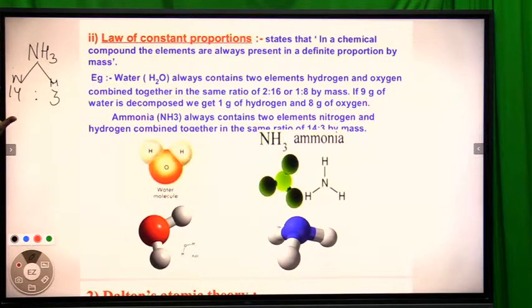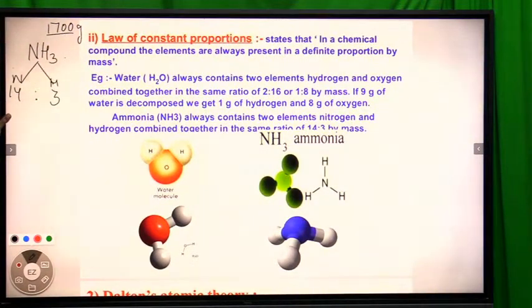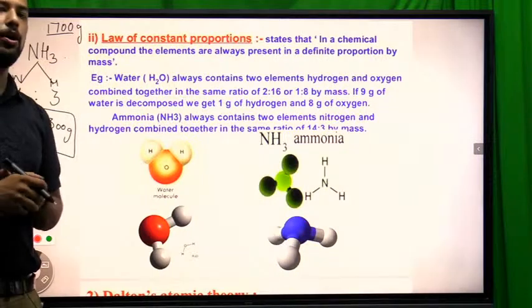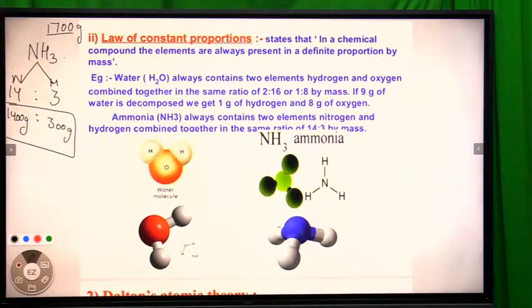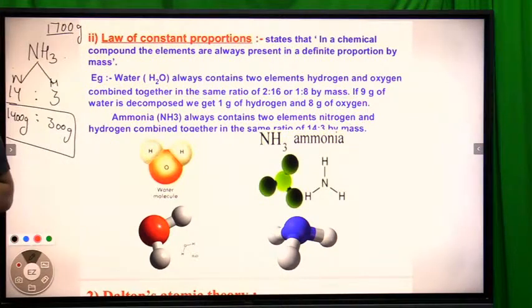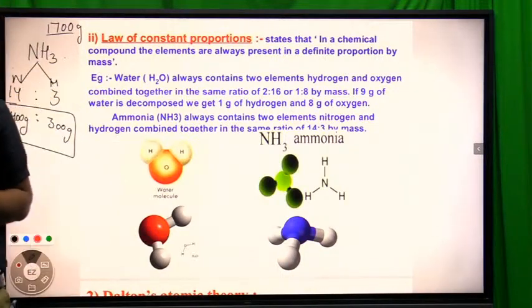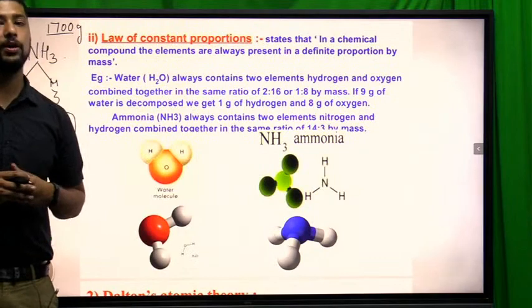Whatever the quantity, suppose I am taking 1700 gram ammonia, then 1400 gram is nitrogen and 300 gram is hydrogen in that, because this ratio will always remain same. This is our second law, the law of constant proportion. Understood? So two laws we have understood right now. The law of conservation of mass states that in a chemical reaction mass can neither be created nor destroyed, and the second law is the law of constant proportion, that in a compound the ratio will always remain proportionate.